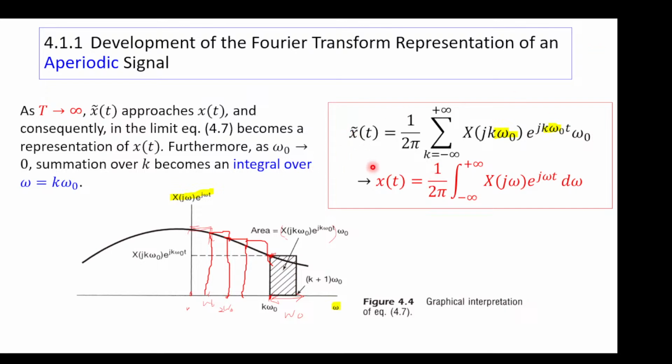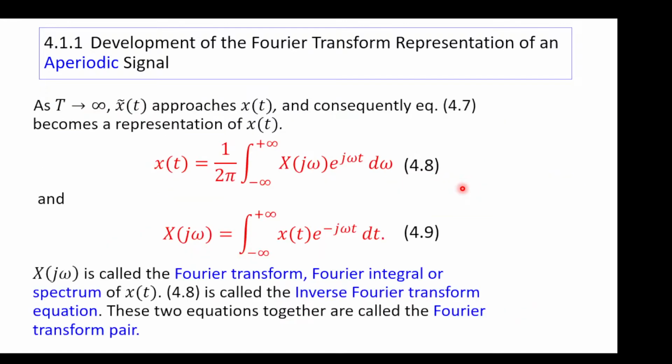That's as big T goes to infinity. So maybe I should write T goes to infinity. We already have it there. So as big T goes to infinity, x tilde of t becomes x of t, and the summation becomes the integral. And so this completes our derivation of the Fourier transform.